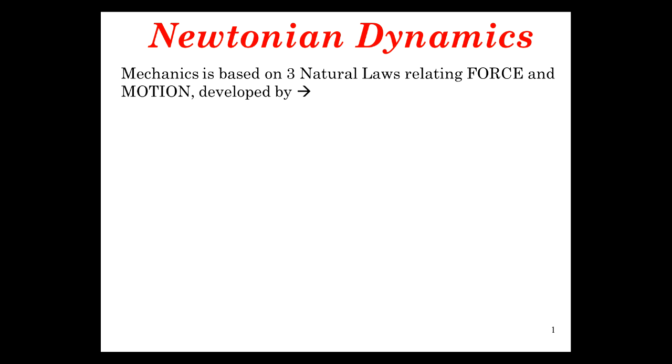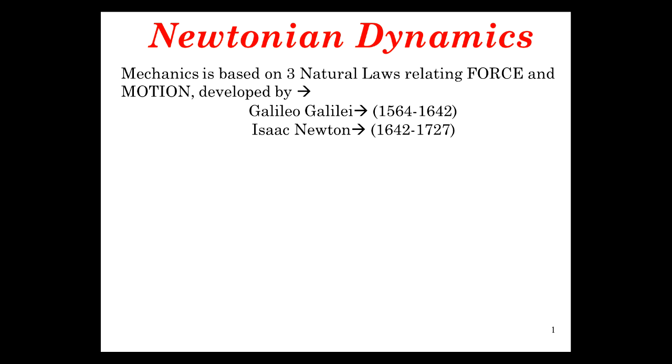We have just covered the basics of motion known as kinematics, and now it's time for the counterpart, dynamics, namely the cause of motion. It's called Newtonian from the simple fact that Newton is the guy that put it all together for us: 3 natural laws relating force and motion. Initially developed by Galileo Galilei, especially the first law, the law of inertia, and then Newton coming afterwards. Look at that. Born in the same year Galileo died.